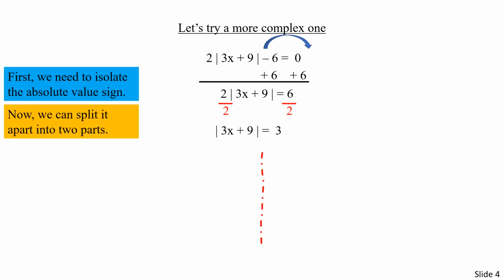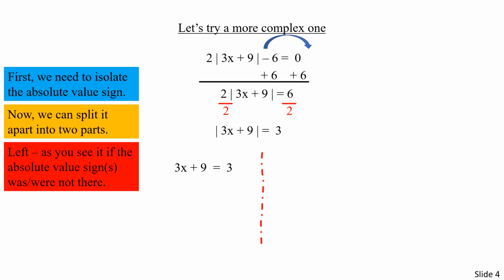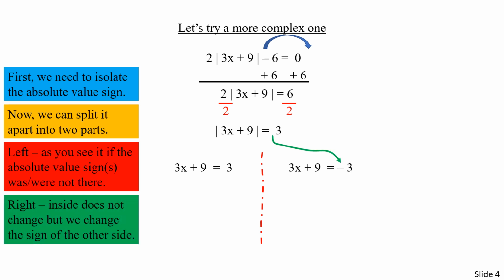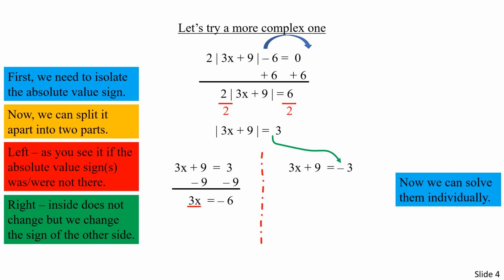And now I can split it apart into its two parts. The first part as if the absolute value signs are not there. And the second part, the inside does not change, I just change the sign. Solve them individually. So on the left one, I got x is -2. And on the right one, I got x is -4.